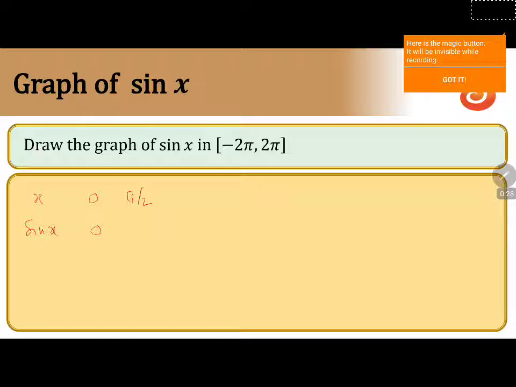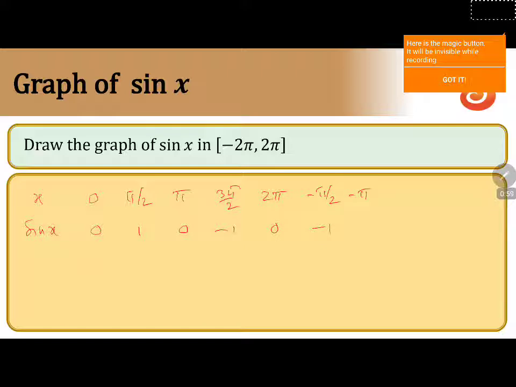X is pi by 2, 90, it is 1. X is pi, it is once again 0. X is 3 pi by 2, it is minus 1. 2 pi, it is 0. Take minus pi by 2, it will be minus 1.